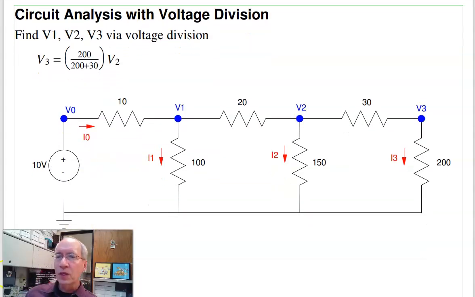Where that's useful. Suppose I want to find what are the voltages V0, V1, V2, and V3. I can use voltage division to do that. If I knew V2, I could find V3. It's what I'm measuring, 200 over 230 times V2. But I don't know V2. If I knew V1, I could find V2, find all this resistance, then use voltage division to find V2. Don't know V1, so let's use all these together, find that resistance, voltage division to find V0. That I can do. Once I know V1, then find V2. Once I know V2, then find V3.